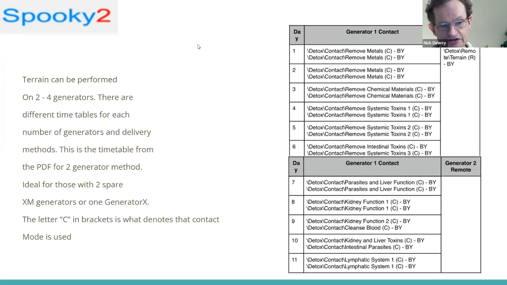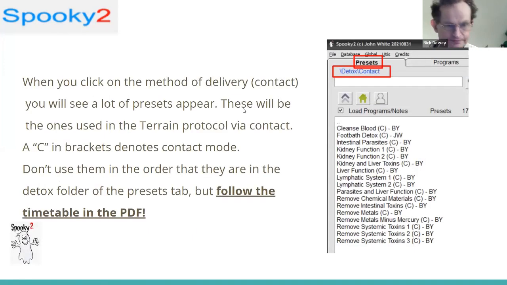This method is ideal for those who have a Generator X or 2 spare XM generators which aren't being used up for anything else. The letter C in brackets is what denotes that this is a contact mode method. So C in brackets means contact, P in brackets means plasma, R in brackets means remote, and so on and so forth. SC would be scalar.